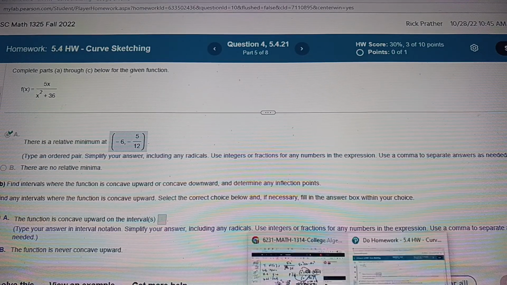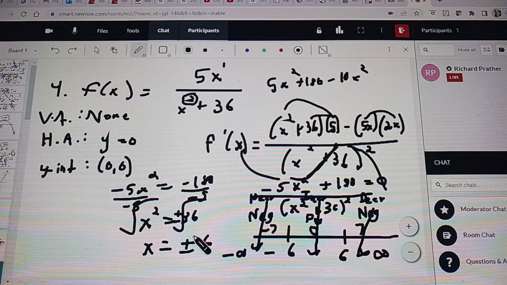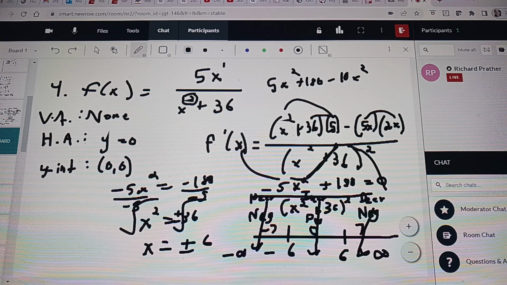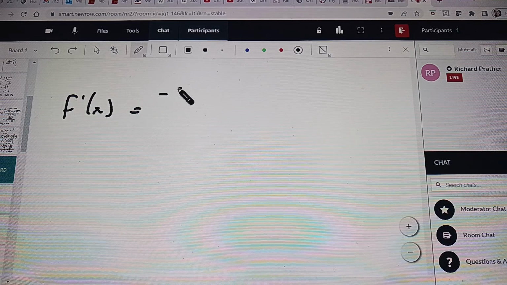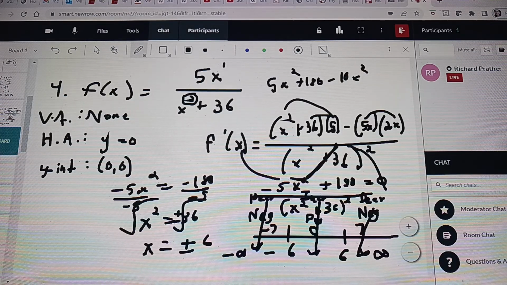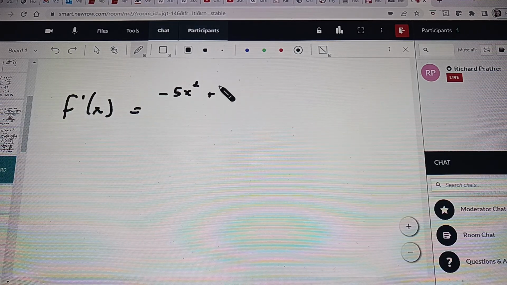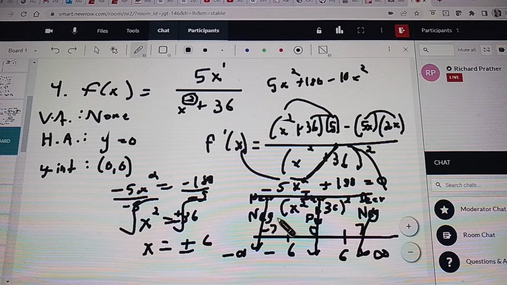Okay, concave up, concave down. So now we're going to have to do the second derivative. Let me write the first derivative in a clean spot. The first derivative was -5x squared plus 180 over x squared plus 36, squared.